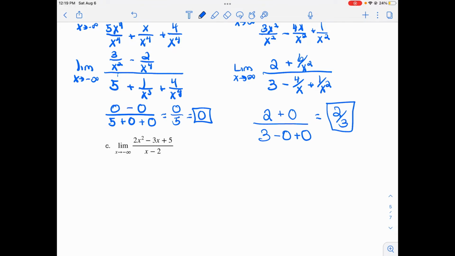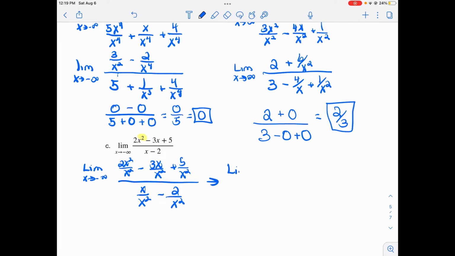All right. Let's try this next one. We'll do a limit as x goes to negative infinity of this function. Our highest degree is x squared. So I'm going to divide every term by x squared. So that's 2x squared over x squared minus 3x over x squared plus 5 over x squared, over x over x squared minus 2 over x squared. Let's just move it this way. Limit as x goes to negative infinity. x squared simplified down gives us 2. x cancels out, gives us 3 over x. This one's already simplified. x's cancel out, leaves us 1 over x. And this one's already simplified.